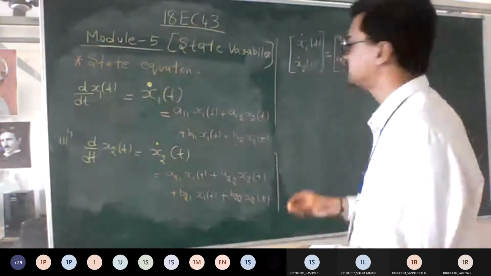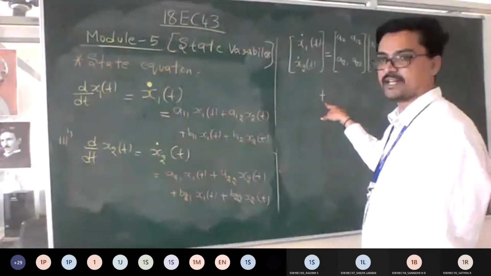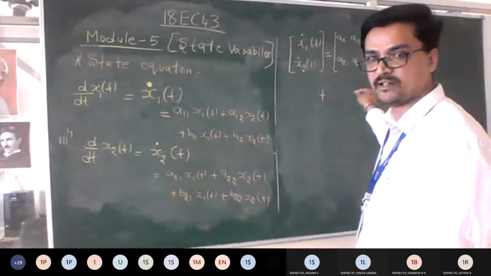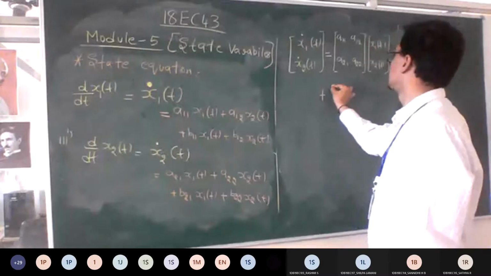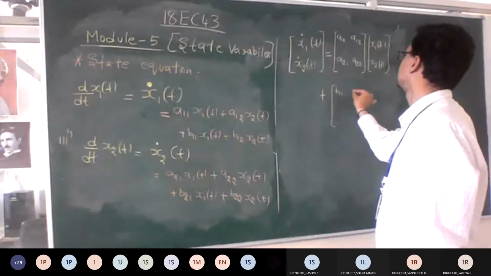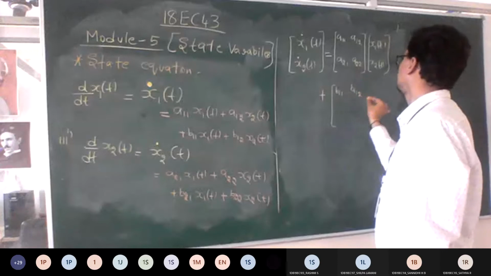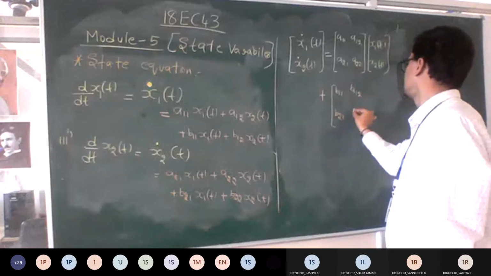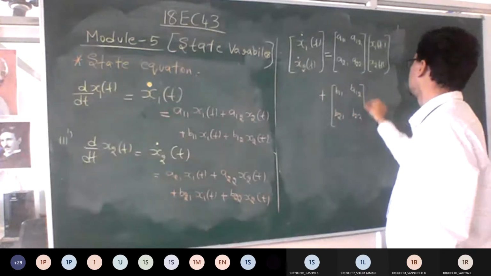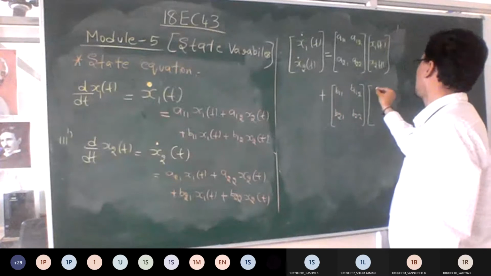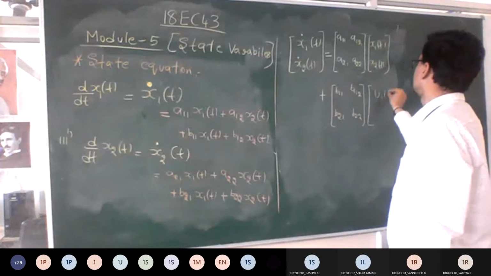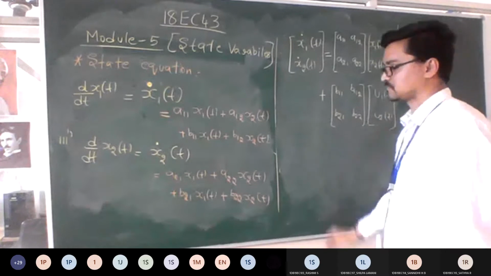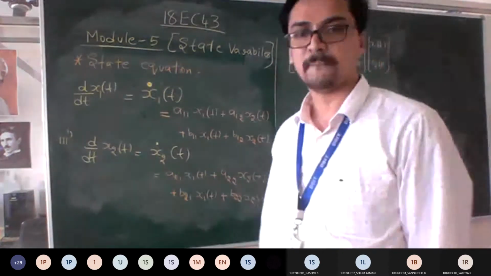This is for this part. Similarly, I have one more part, so this is plus, guys. If I write on that side it is showing blur, so I write here only. Plus B11, B12, B21, B22 multiplied with the corresponding u1, u2. Is it okay till here?